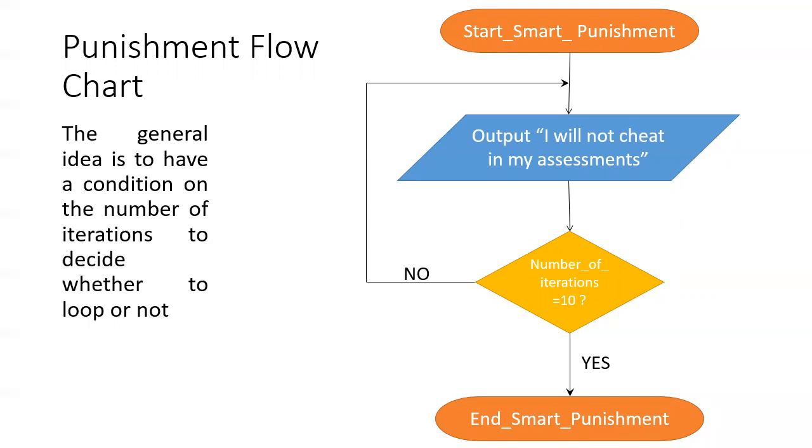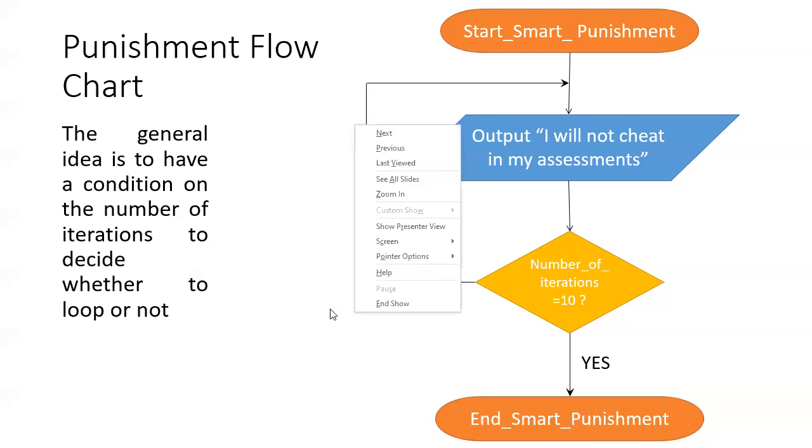Otherwise, we can't stop. This still is not complete, because how are we going to actually change the number of iterations? There's no way here to change the number of iterations. So when we have a counted loop, we have to start with a count and we have to increase the count in the loop.